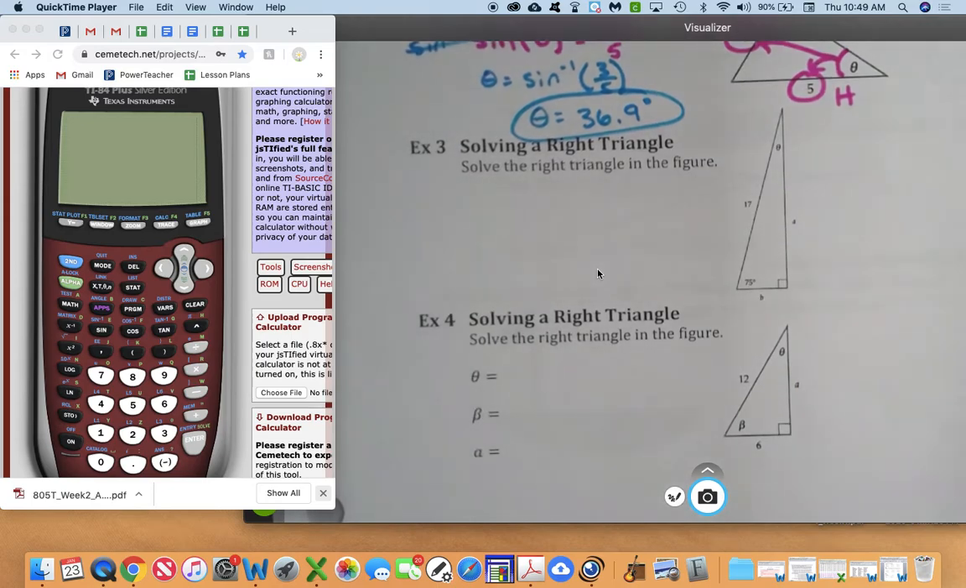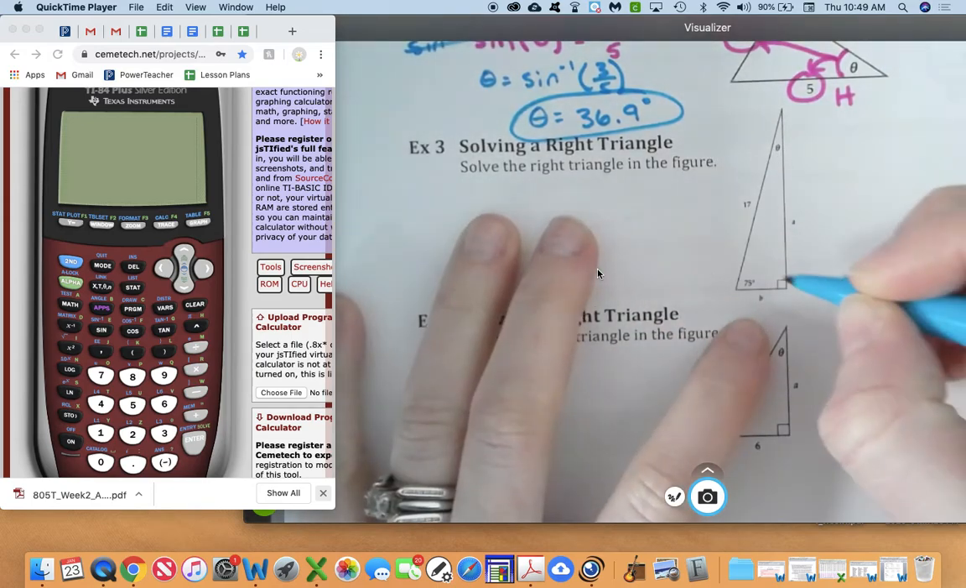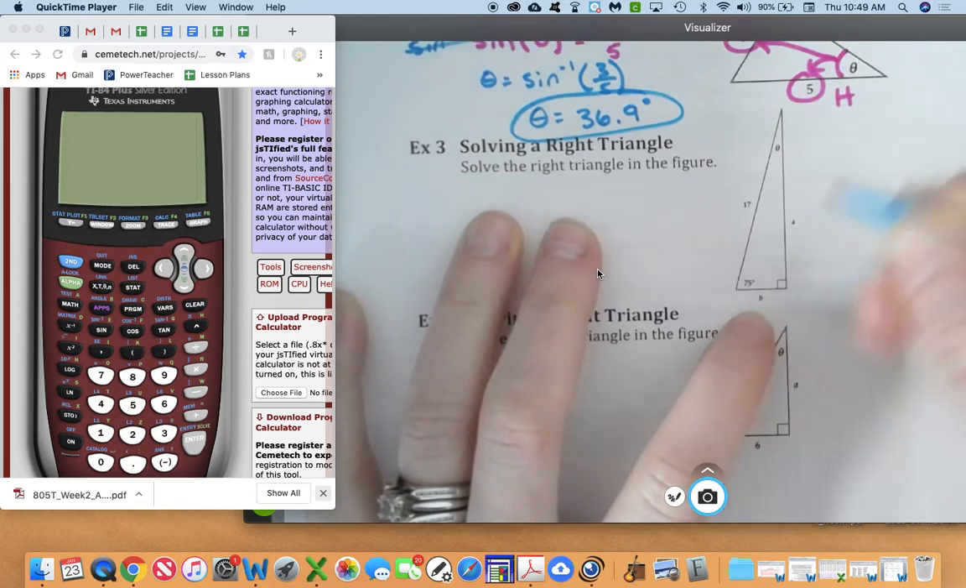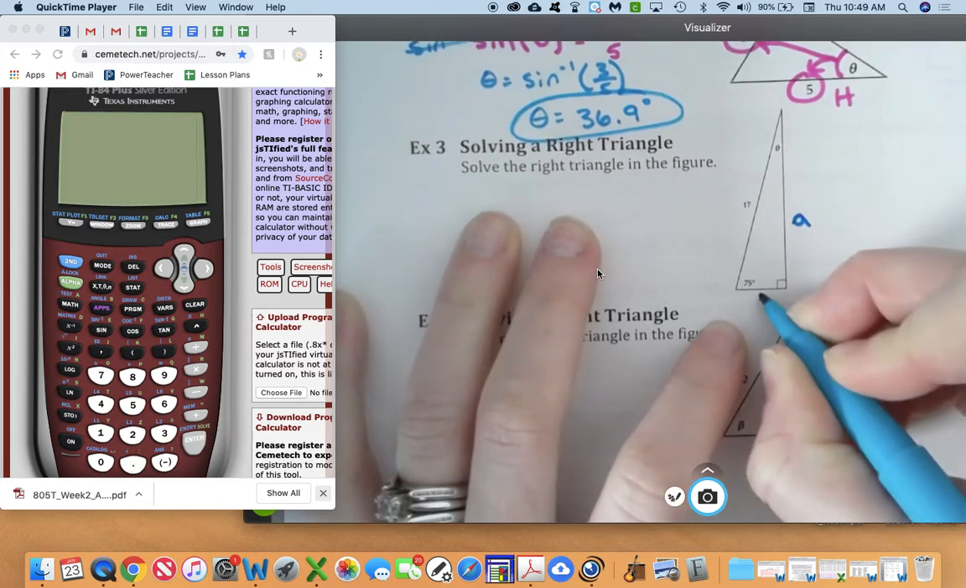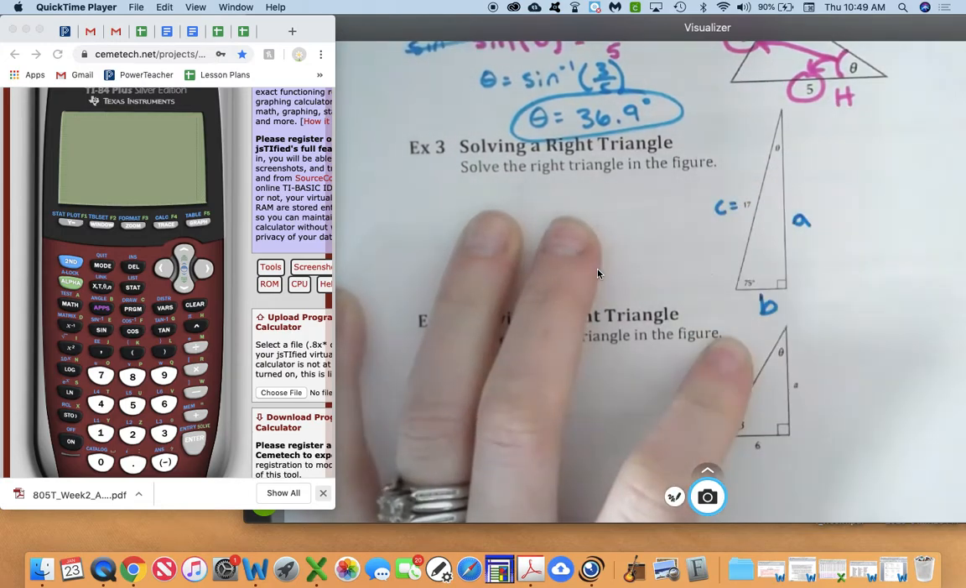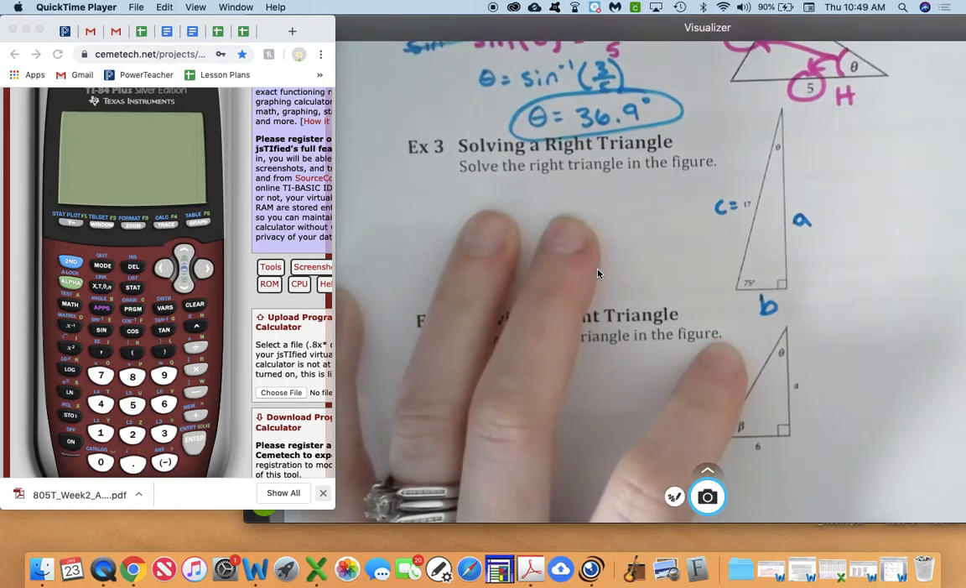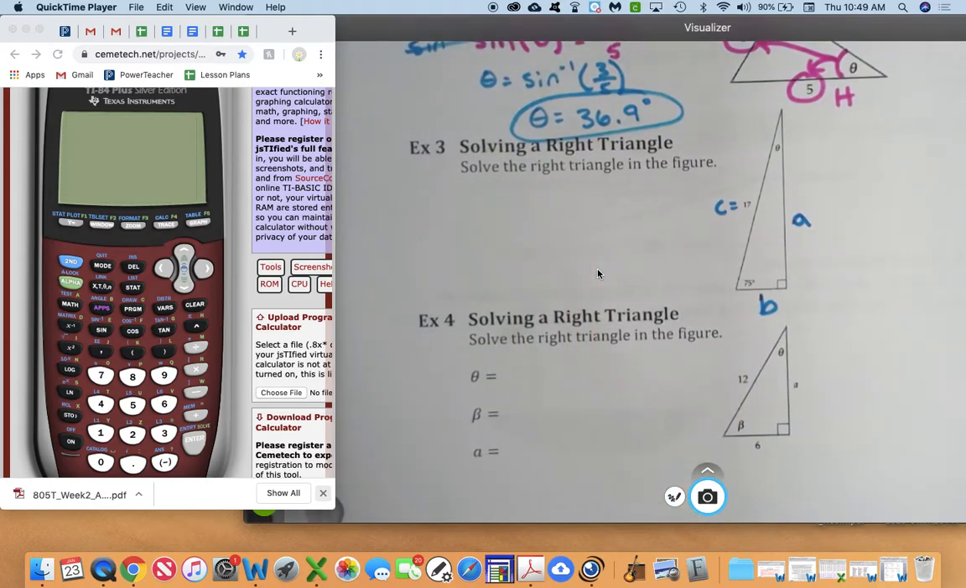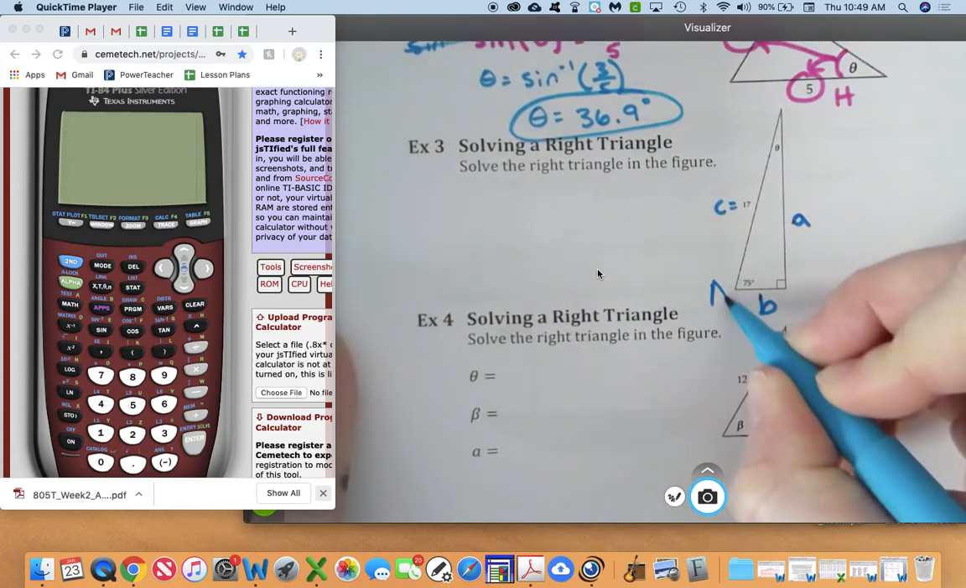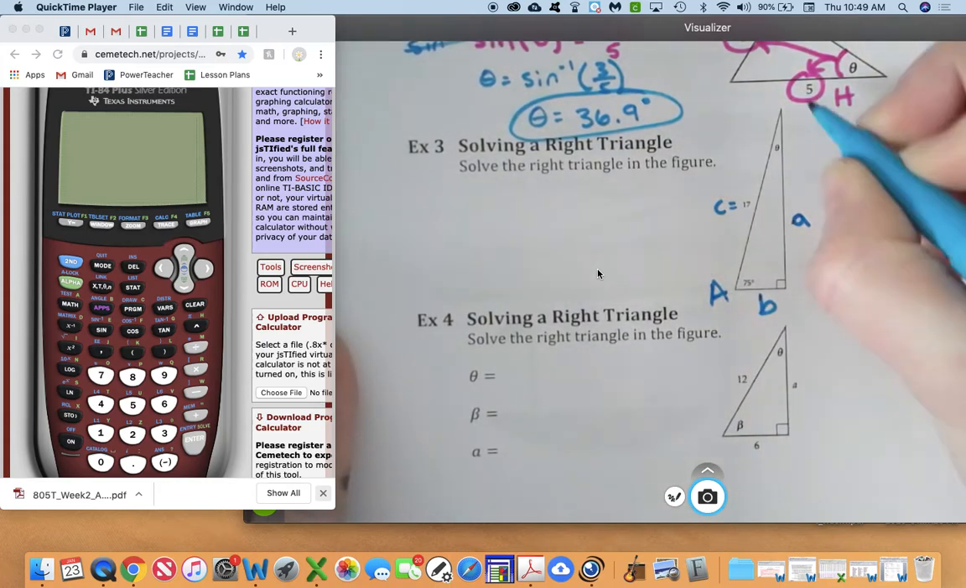So, let's see. This is A, this is B. I'm going to make these bigger. A, B, let's call this guy C, and he is 17. We know that for sure. Which angle is angle A then? The opposite one. Opposite of A, so 75 is the angle A, right? Okay, angle B is the top one here. Angle C is the right angle.